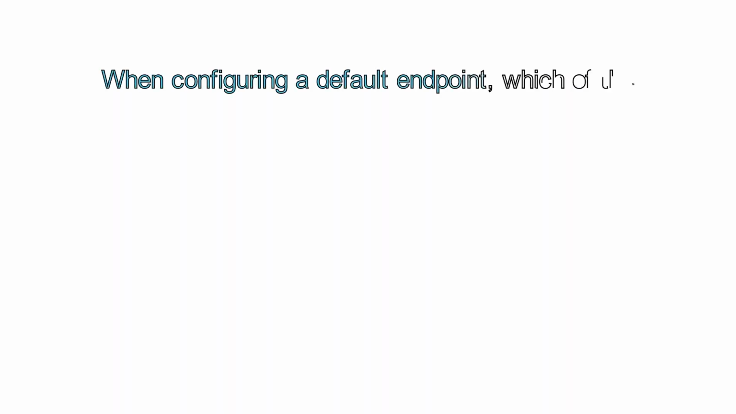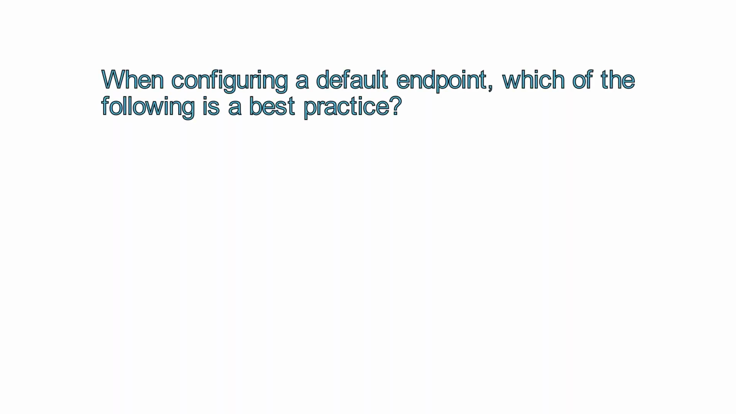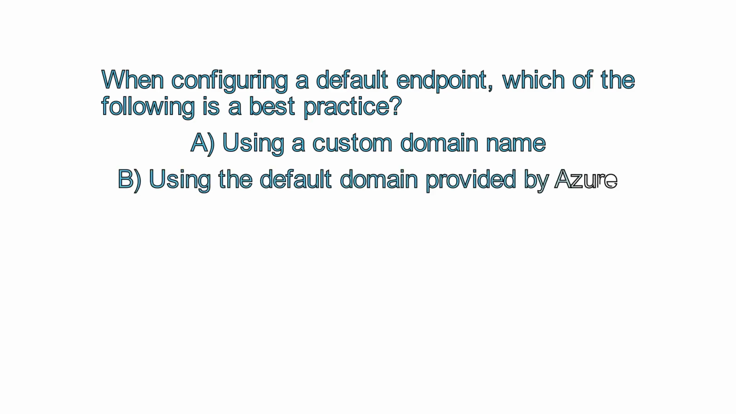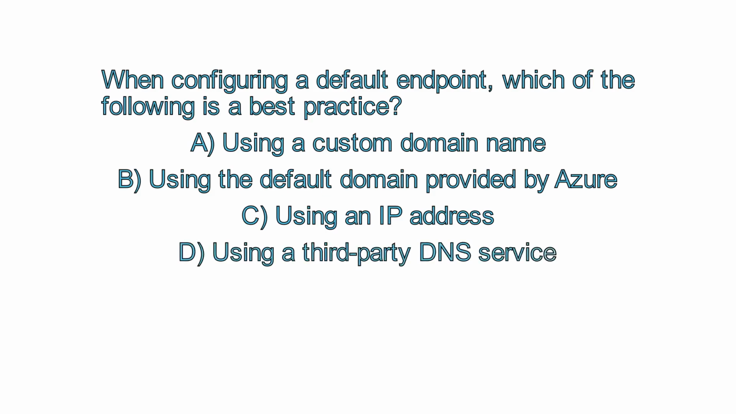When configuring a default endpoint, which of the following is a best practice? A. Using a custom domain name. B. Using the default domain provided by Azure. C. Using an IP address. D. Using a third-party DNS service.